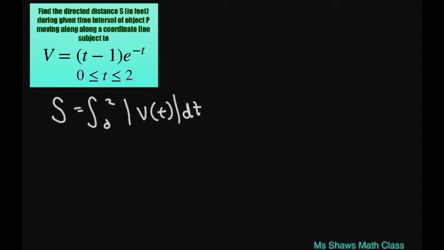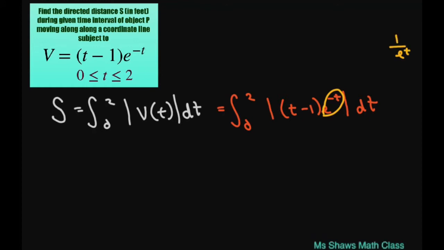So let's use some substitution. This is going to be the integral from 0 to 2 of the absolute value of t minus 1 times e to the power of negative t dt. I can pull this out because this is just 1 divided by e to the power of t, and my t is positive here. So pulling that out, I'll get the integral from 0 to 2 of the absolute value of t minus 1 times e to the power of negative t dt.